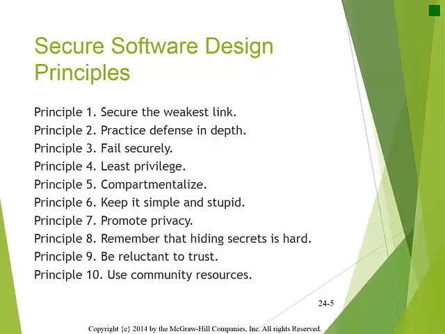Principle 6, keep it simple, stupid. Highly complex software is more likely to fail and more difficult from which to detect vulnerability issues. Principle 7, promote privacy. Promote privacy for users, systems, and source code because it's valuable information. Principle 8, remember hiding secrets is hard. Secrets hidden through software are always a security risk.